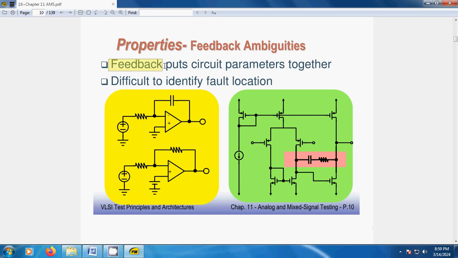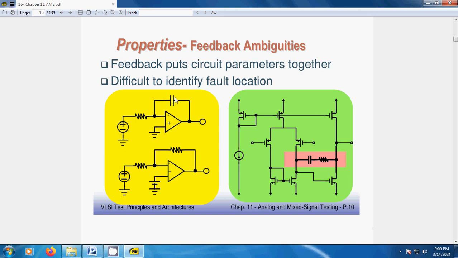So if there is a fault in this particular capacitor, we will not be able to identify the fault in the capacitor until we derive the particular expression for this feedback loop, or else we will not be able to identify this particular fault.